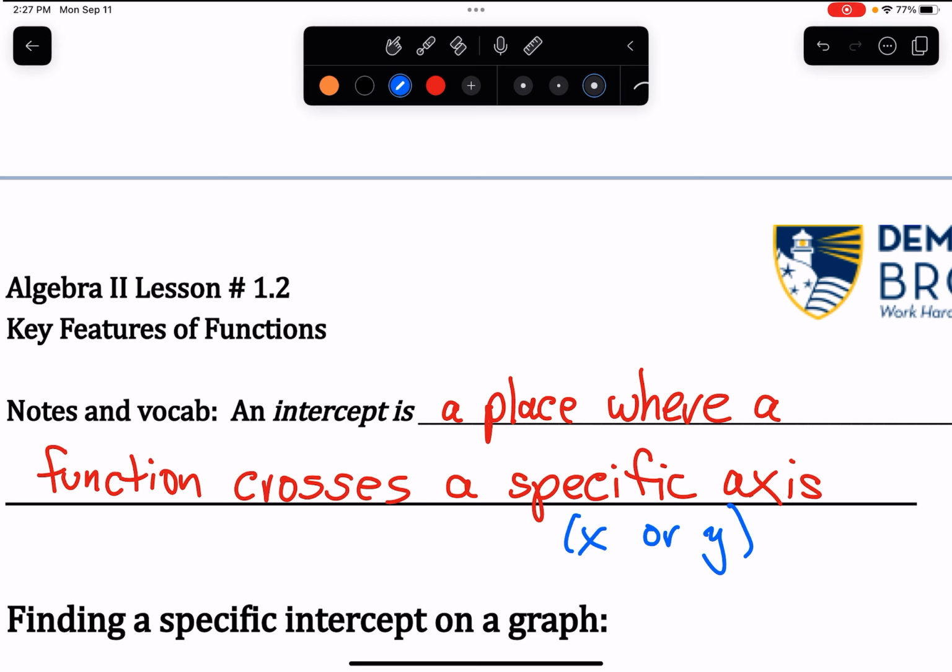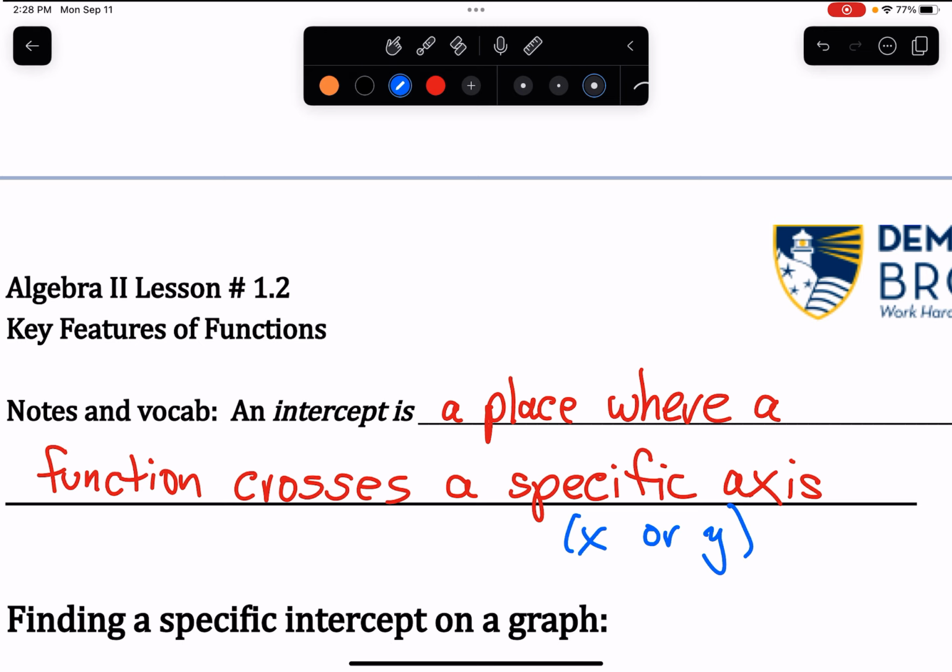This video will be on lesson 1.2, which is about key features of functions, but more specifically, it's really going to be about intercepts. You've had some exposure to this in Algebra 1, talking about the y-intercept, but in Algebra 2, we will also concern ourselves with the x-intercept. So first, a definition: an intercept is a place where a function crosses a specific axis. Note that when we talk about intercepts, we'll either be talking about the x-intercept or the y-intercept.